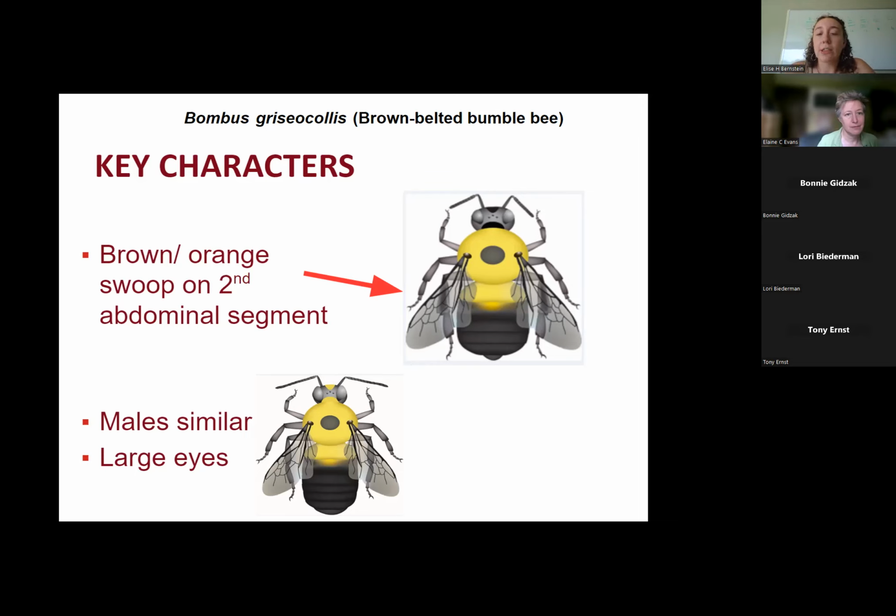If we also look at the thorax, there's just a black sort of spot of hairs between the wing bases. We're not seeing that clearer, distinct umbrella shape. And the males are also similar in color pattern. They have the same color pattern on their abdomens, with the first abdominal segment being yellow, followed by that brown or orangish crescent shape with black on either side, but they have really large eyes.